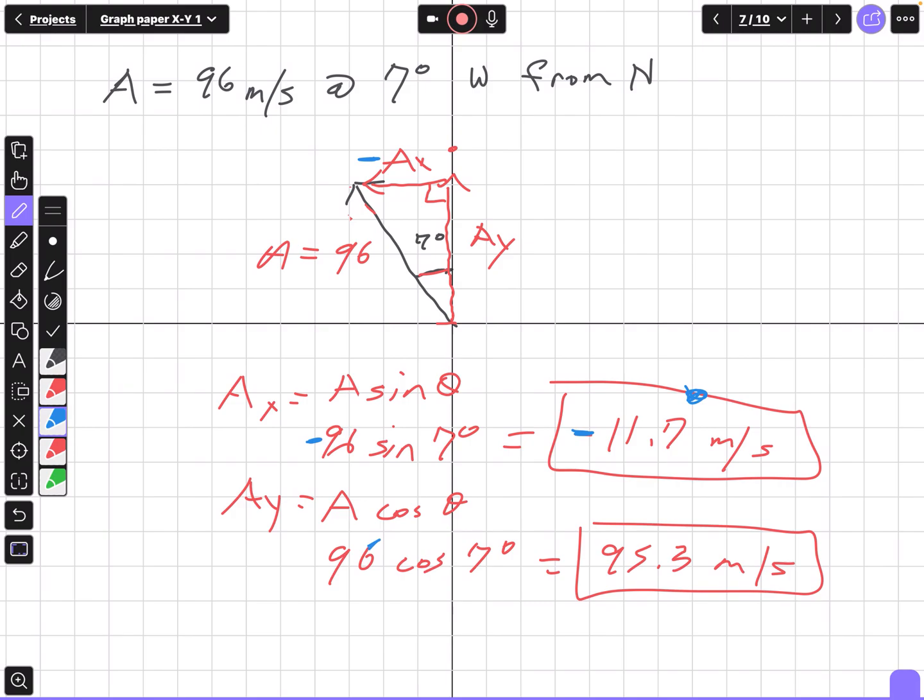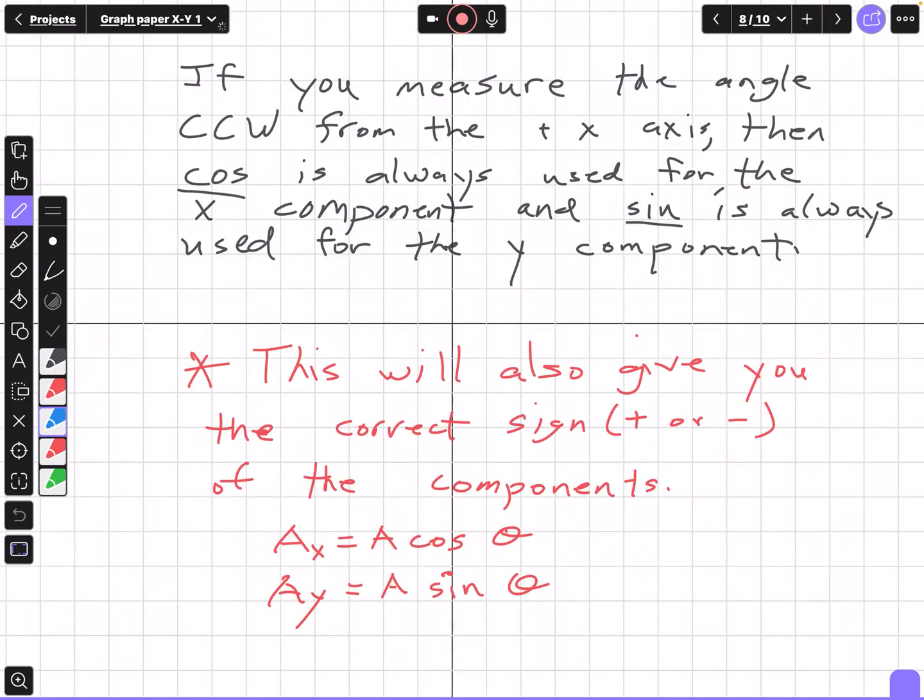However, I'm going to show you another way to work the same problem. If you measure the angle counterclockwise from the positive x-axis, then cosine is always used for the x component and sine is always used for the y component. This will also give you the correct sign, positive or negative, of the components, so you wouldn't have to worry about the sign at all. You wouldn't have to go back and check it.